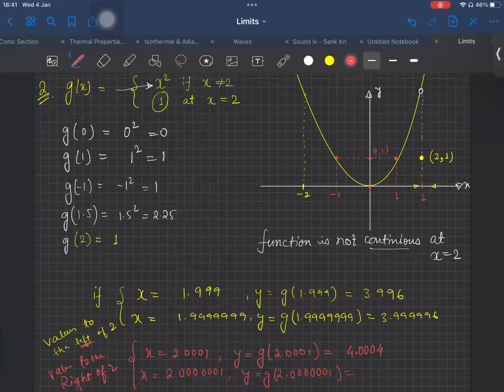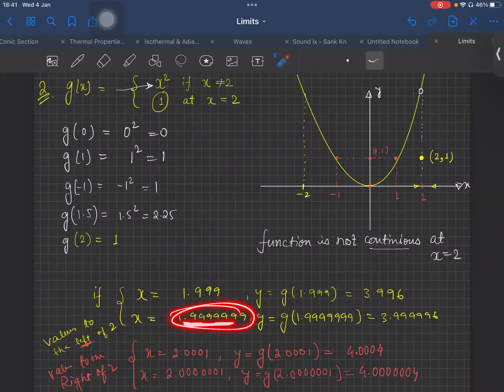4.000004. Now you see all the values are tending towards what? All these values. See, this is the value closer to x. This is the value of x which is closer to 2. This is the value of x which is closer to 2 again, right? So if you see the values of x which are closer to 2, the value of y is approaching 4 because of the function x square. At x of any value, it follows x square.